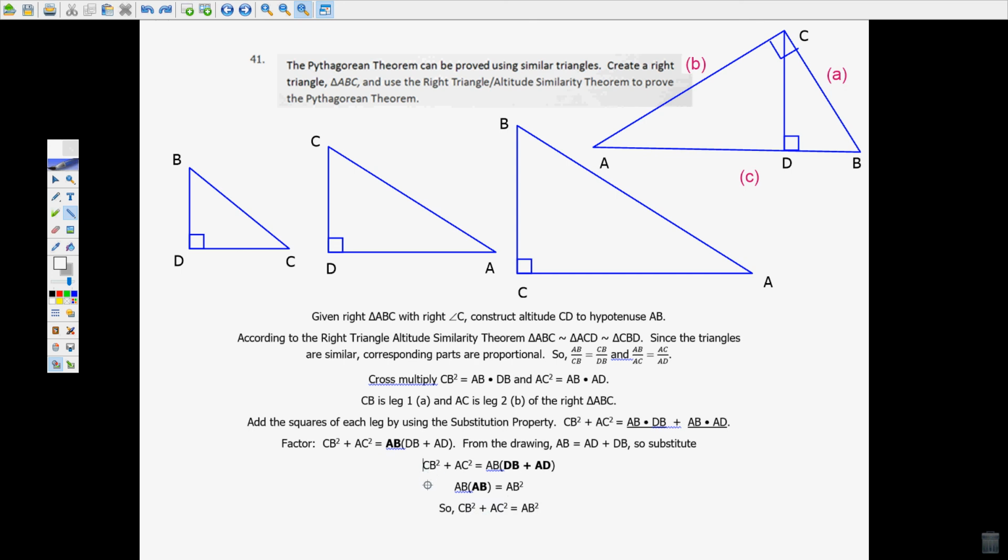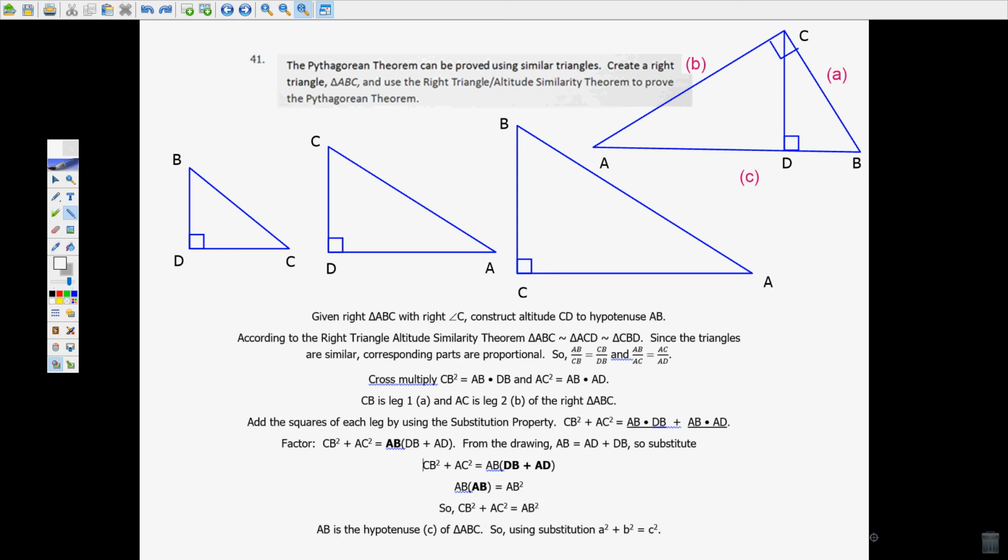So what you have is CB squared plus AC squared equals AB squared. Look back up here at your original triangle. CB squared plus AC squared equals AB squared. That then can be changed since AB is the hypotenuse C, and we already said that the two legs are A and B. Using substitution, we can say A squared plus B squared equals C squared.